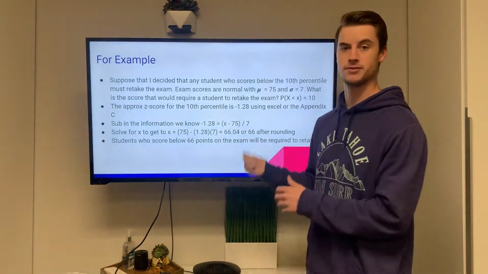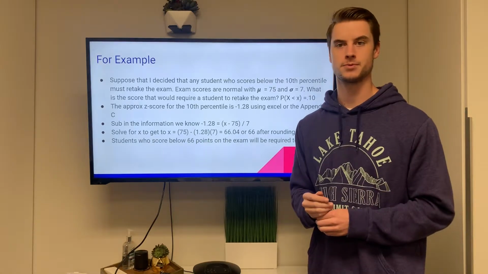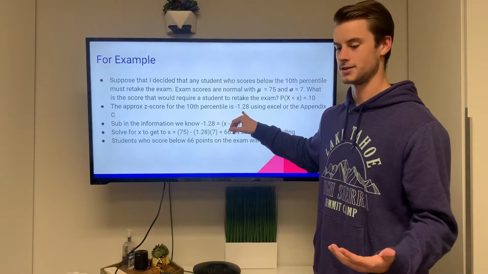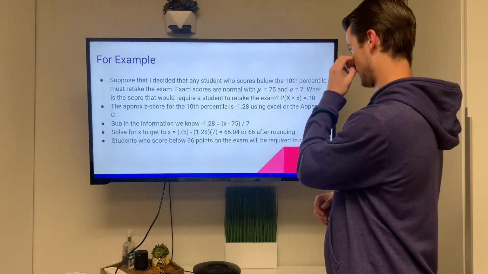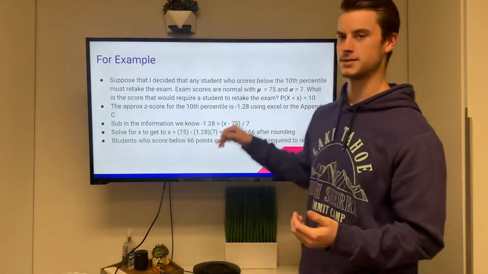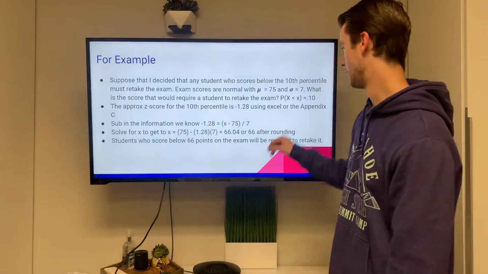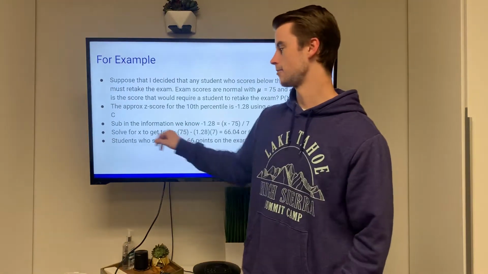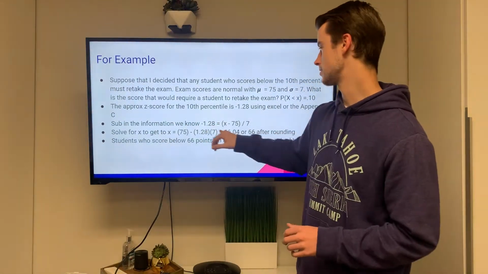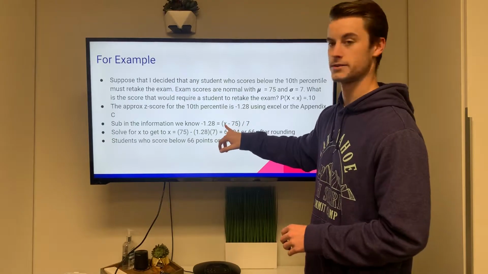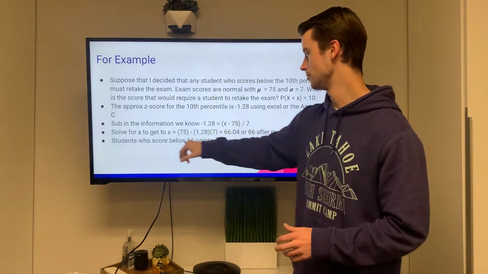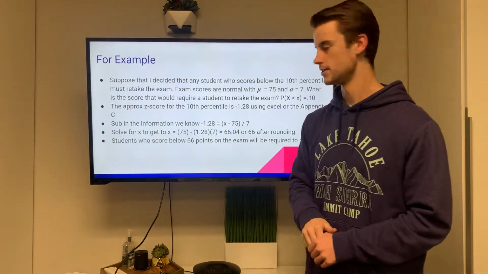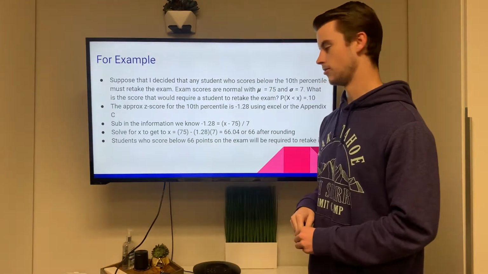Again, this is for quick reference. If you're like, oh, I don't know the z-score for the 10th percentile, it's this. It's always going to be this, okay? That's just a good quick reference for you. Again, use Excel or Appendix C. You can use either, but I would prefer to use the appendix. We can sub in the information we know: we know the z-score, our mean, and our standard deviation. We're trying to solve for x. So if we move it around, we get x equal to 75 minus 1.28 times 7, and we get 66.04.